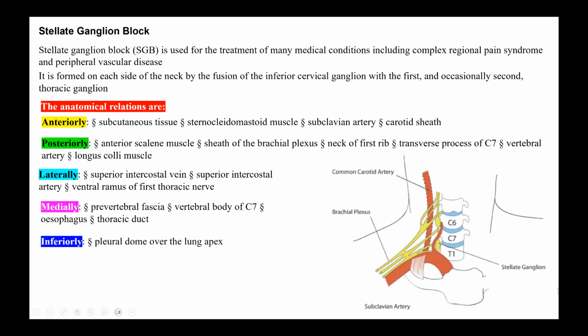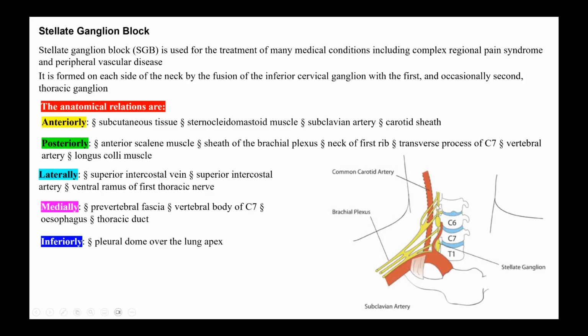So this is the stellate ganglion. You can see it between the C7 and T1 vertebra, very close to that. This is the location where it is. And these are the brachial plexus nerve fibers, and this is the sympathetic chain coming from above.